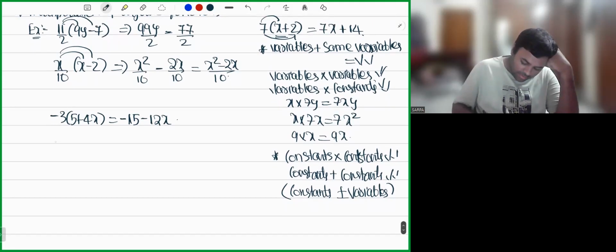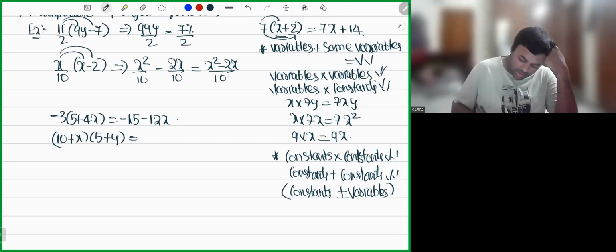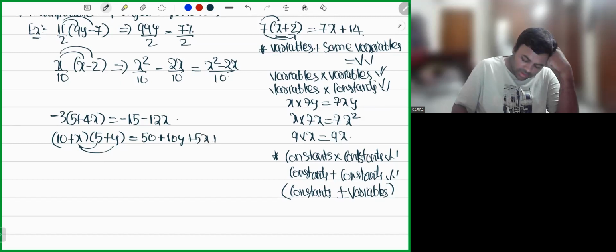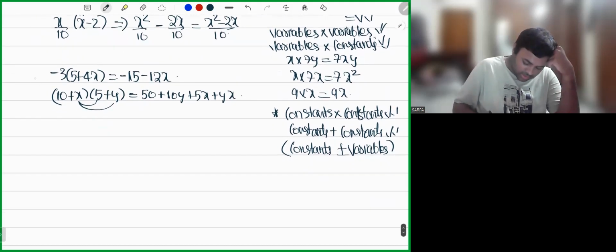Now I'm having somewhat like this: (10 plus x) into (5 plus y). Now what happens, sir? Now individual values get multiplied individually. 10 will get multiplied with 5, 10 will get multiplied with y. 5 into 10, 50, 10 into y, 10y. Now 10 is over, right? Now x will get multiplied with 5, x will get multiplied with y. 5x plus yx, or you can write it as xy. That's totally up to you. There is no issue. Next, one more example.